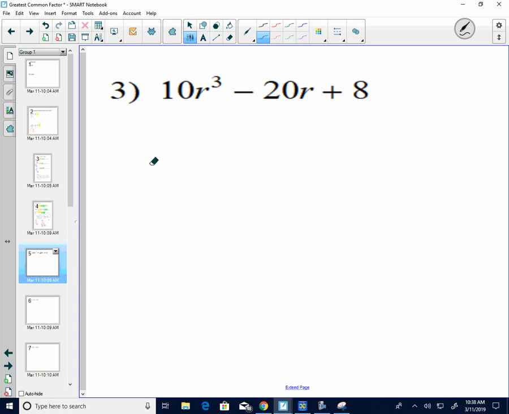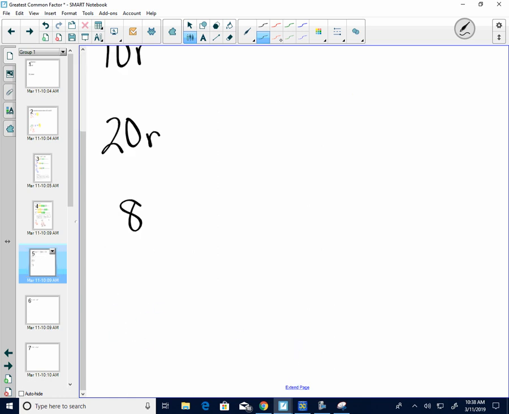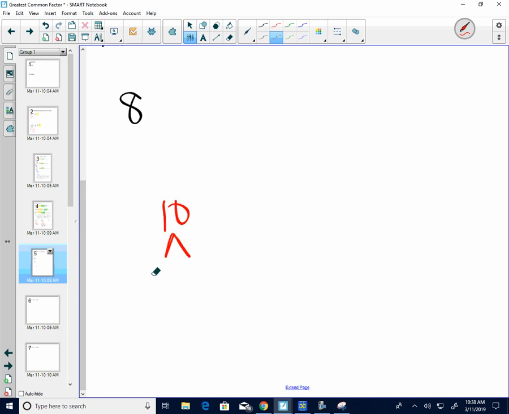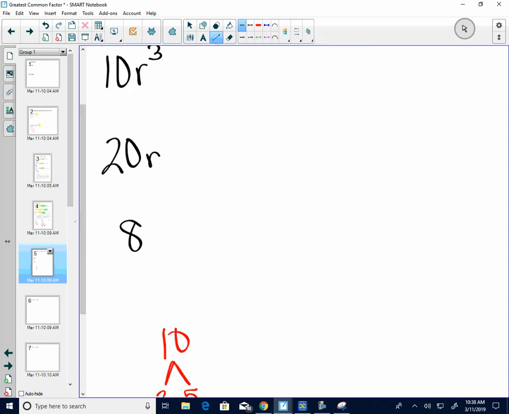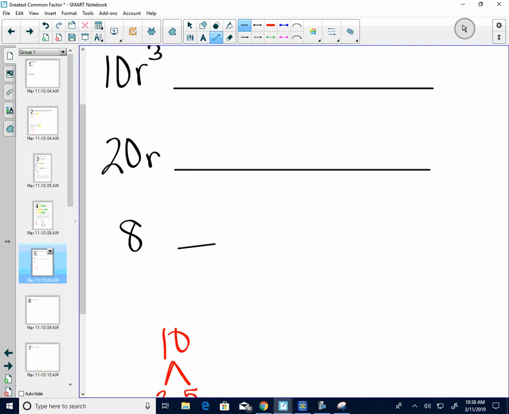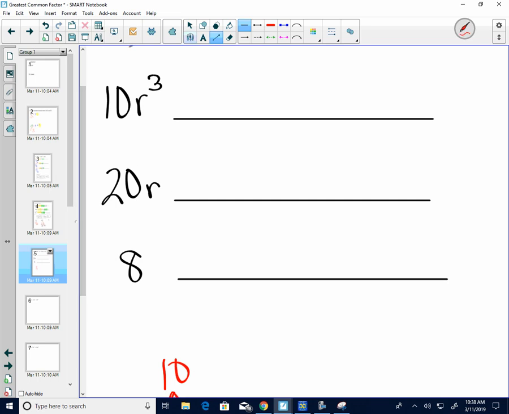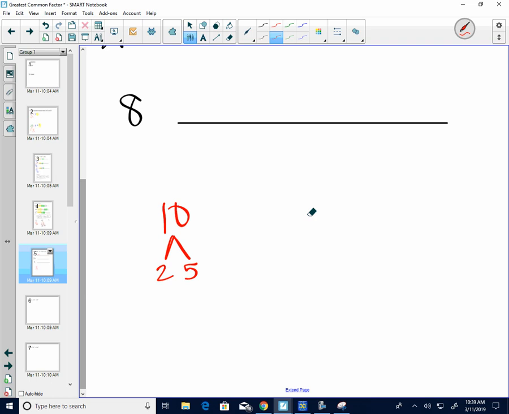Alright, so I'm going to start looking at this one. I have a 10r cubed, I have a 20r, and I have an 8. So 10, if I'm trying to factor that out, what can I multiply to get 10? Well, that is 2 and 5. And nothing else goes into 2 and 5, so I can come up here and I'm going to have a 2 times 5.